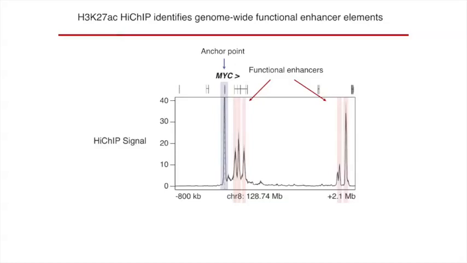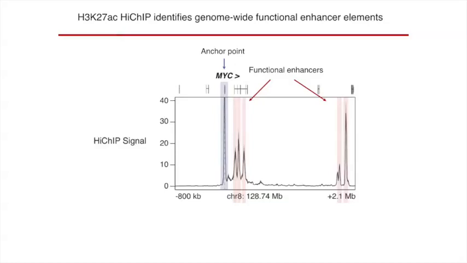And you can see we see 5 peaks. 3 are relatively close by, about 100 or 200 kilobases away. 2 are actually quite far away, 2 megabases away from the gene, and skip over intervening genes to interact with the MYC promoter. So how do we know this is real? How do we know these are functional enhancers and not just some type of noise in the data?